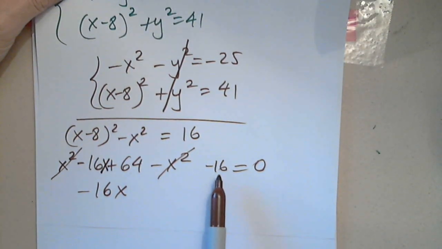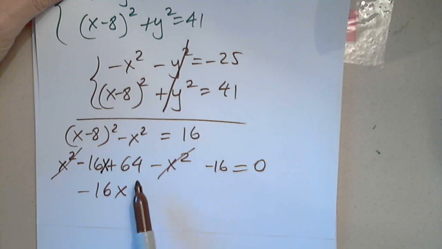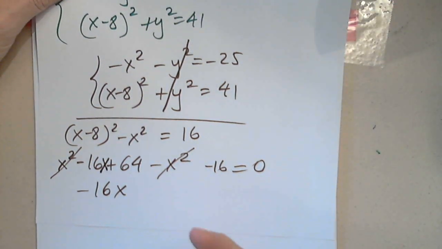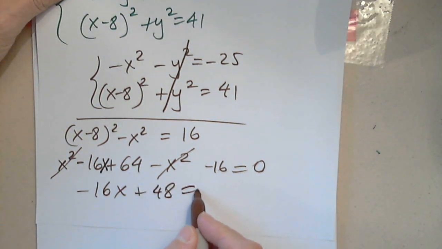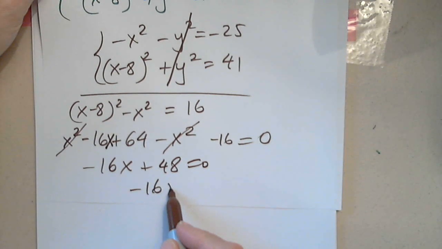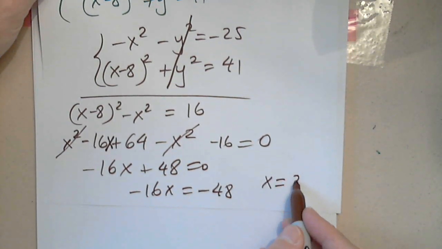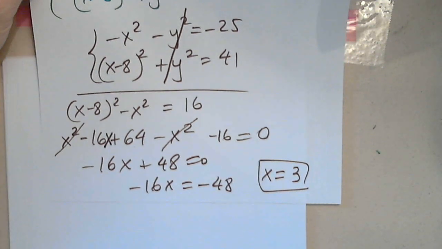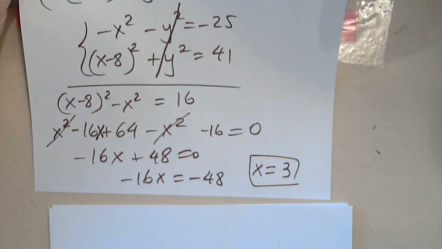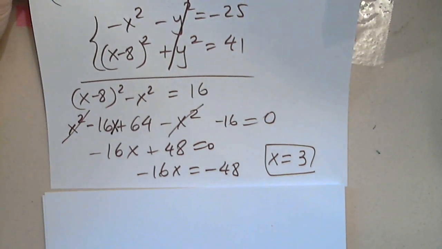So 64 minus 16, I think, is 48. So plus 48 equals 0. And negative 16x equals negative 48. When I divide, I get x equals 3. This is good, but it's not good enough. I have to find y.